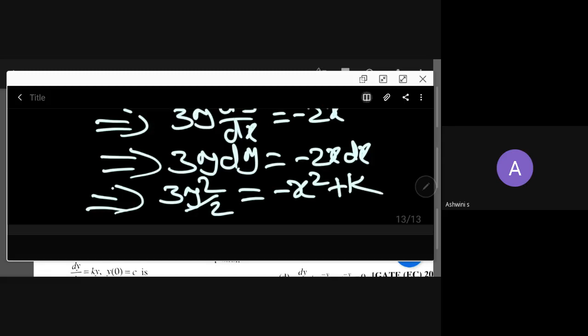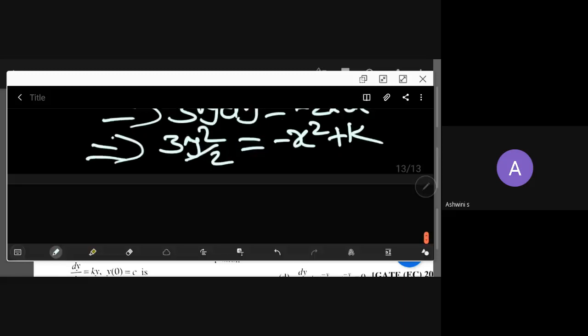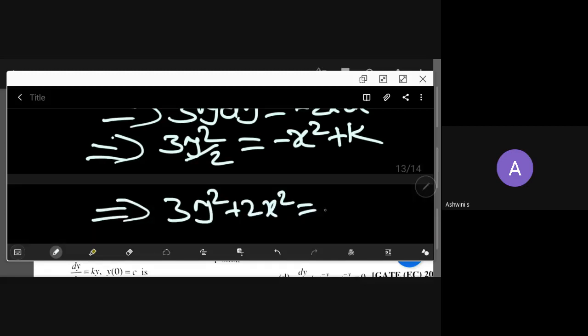Minus x square plus k. Any initial condition they have given? Oh, it represents a family of something he is asking. So we can say that this implies 3y square plus 2x square is equal to 2k.